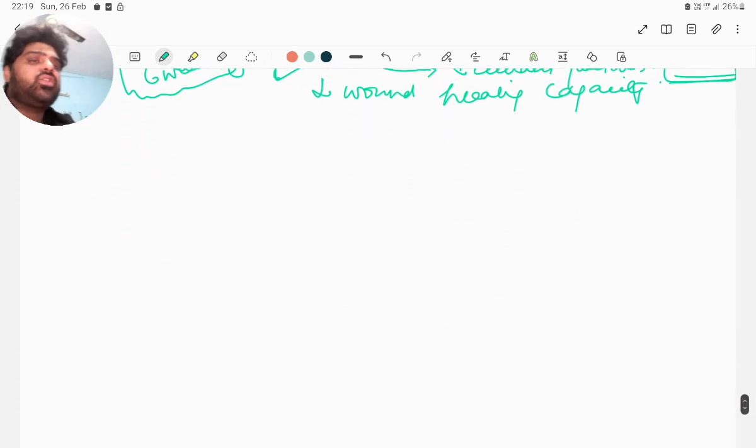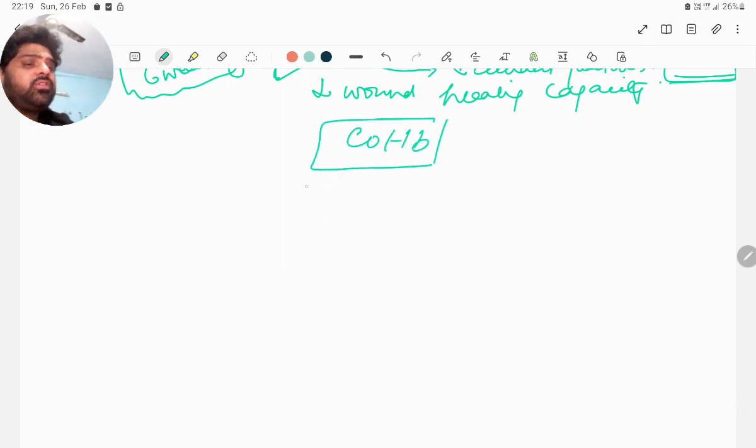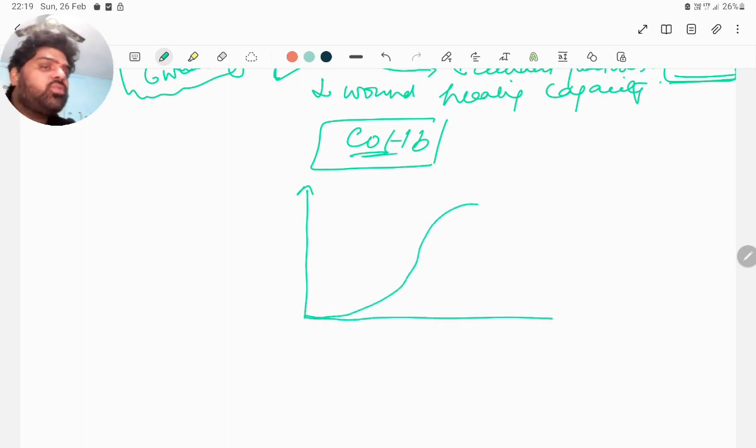Now what does cigarette do? Cigarette forms COHB, that is carboxyhemoglobin. We know that normally the oxygen dissociation curve is sigmoidal in shape. But when carboxyhemoglobin is formed, the shape is like this. That means carboxyhemoglobin turns the oxygen dissociation curve to the left side.